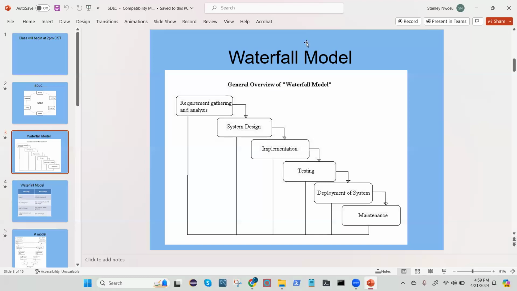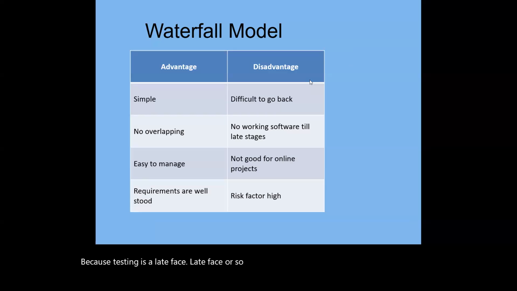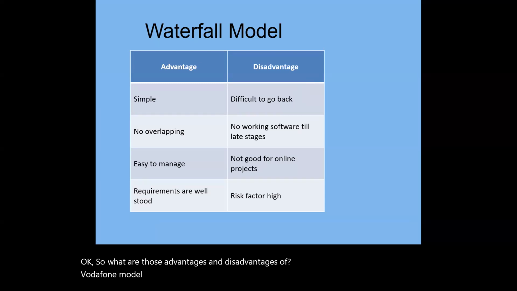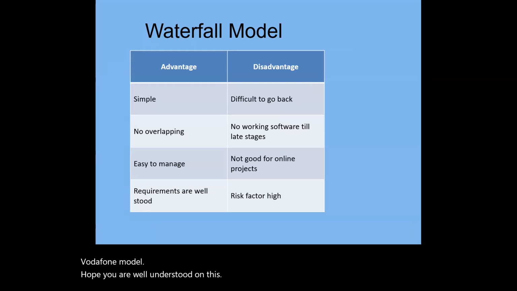The cost is very, very high. You are committing a huge amount of money and producing a very bulky product, because testing is at the late phase, in the fifth phase or so. So the cost risk is very, very high. Okay, so what are the advantages and disadvantages of the waterfall model? Hope you have understood this: traditional, linear, the same waterfall model.